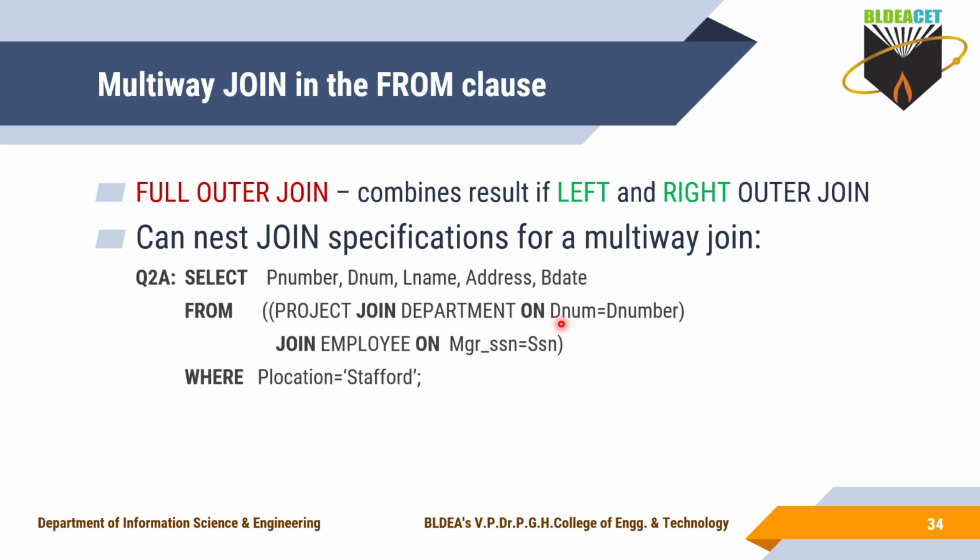That resultant table you join once again with the employee table, on the condition manager SSN equal to SSN here. Manager SSN is an attribute of the resultant relation of this join, and SSN is the primary key of the employee table, where P location is Stafford here. Okay, this is the nested join specification for multi-way join. If you want to specify more than two tables in the from clause and join them, this is the procedure you have to follow here.